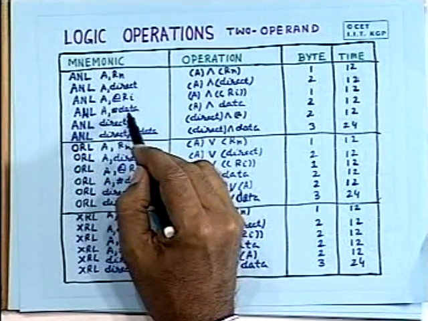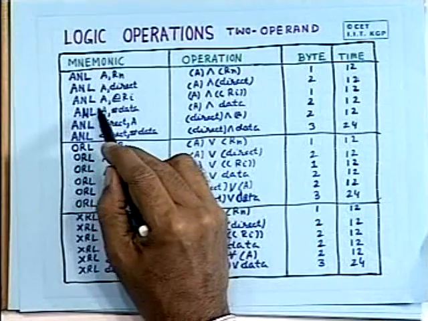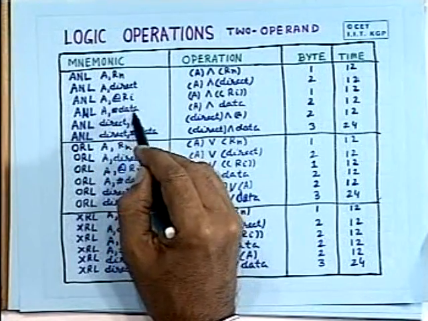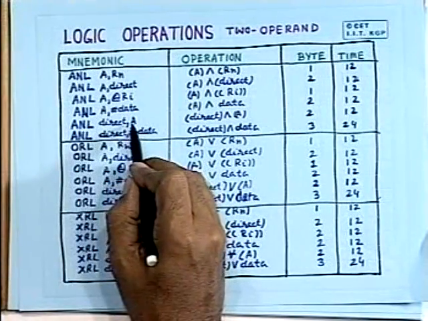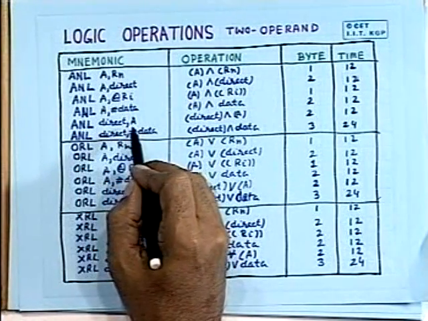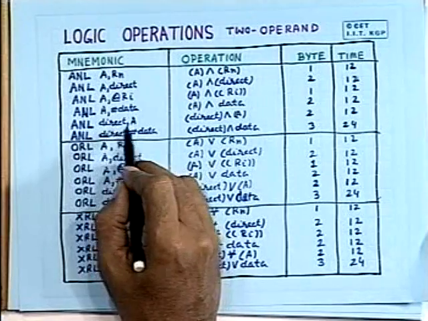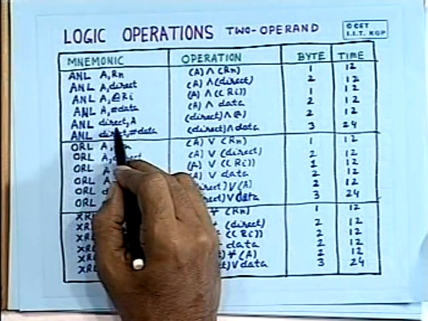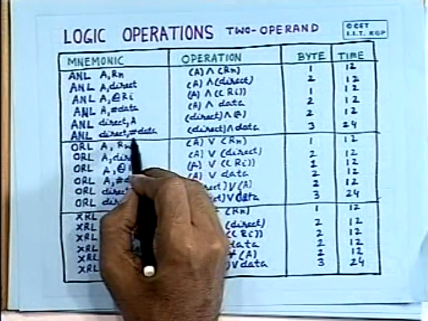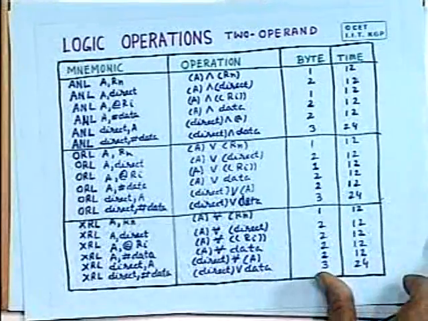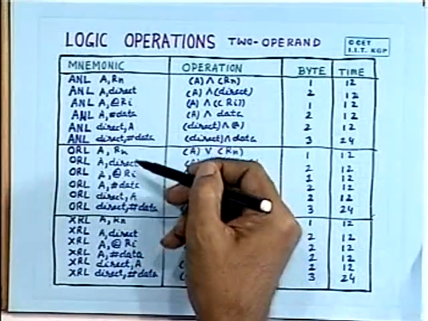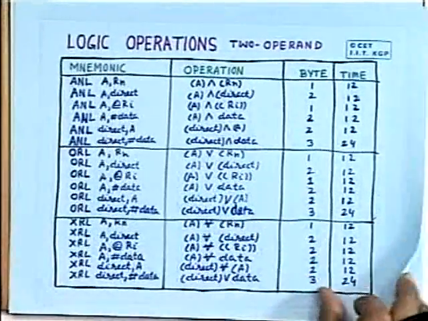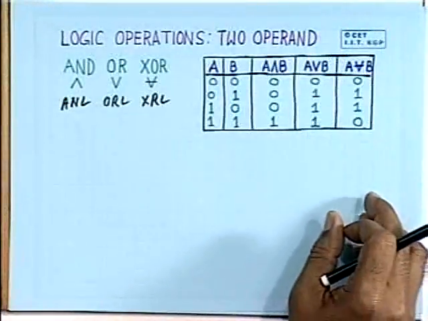That means bit by bit manipulation between these two data, the content of the accumulator and another byte which is specified by this addressing mode, or it can be between a direct data and an accumulator content and a memory location, or it can be immediate data and a direct memory location. These instructions you can see here, this is repeated for OR as well as exclusive OR. This can be represented with the help of a diagram.